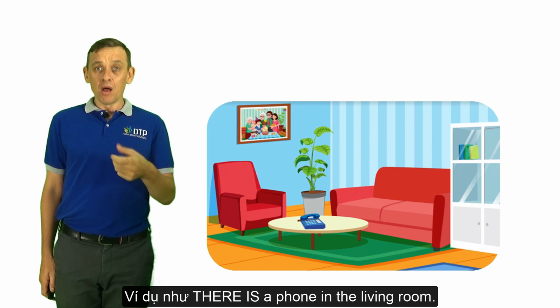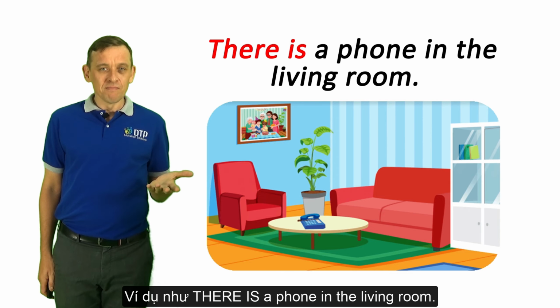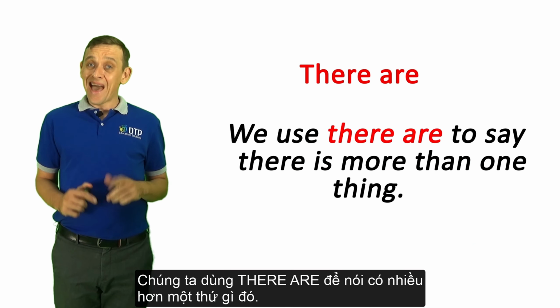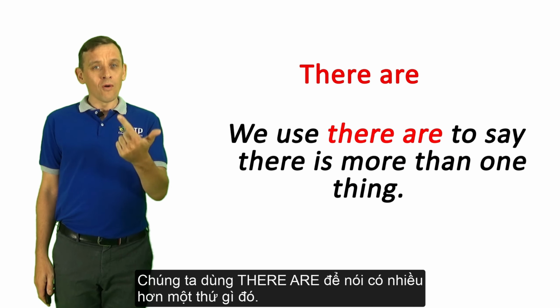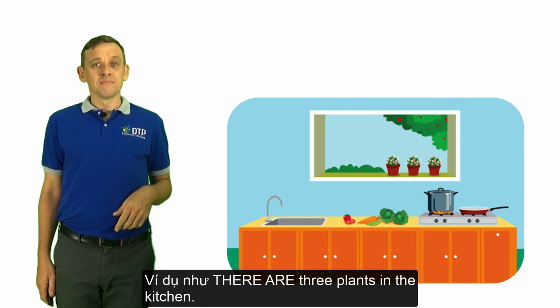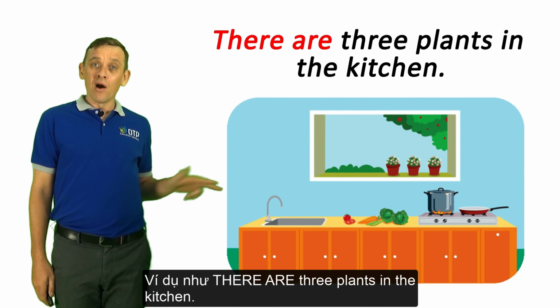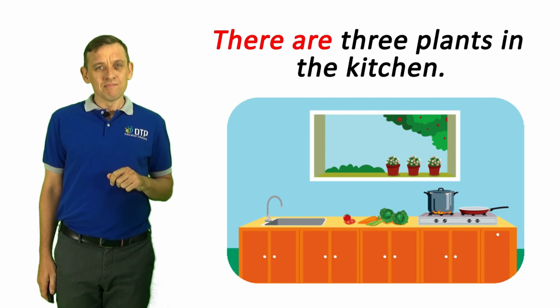For example, there is a phone in the living room. We use there are to say there is more than one thing. For example, there are 3 plants in the kitchen.